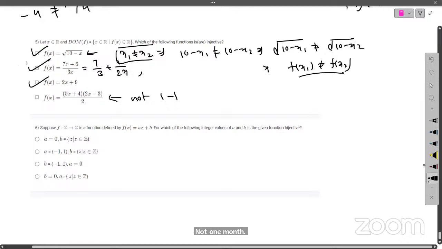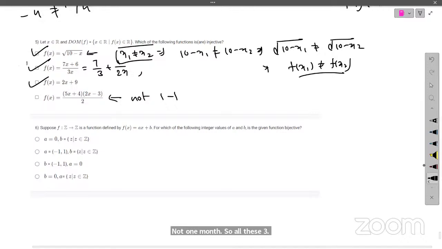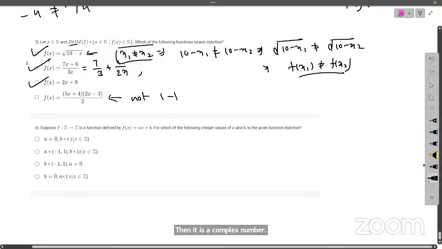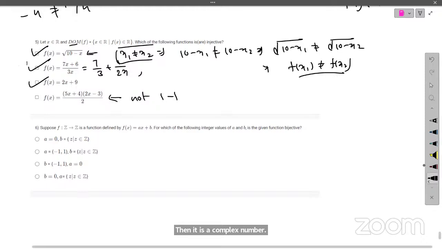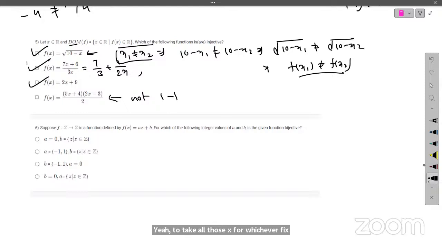f of x is a real number, but when we put an x value more than 10, then obviously it is a complex number. So that's why they have given the definition of domain. You have to take all those x for which f of x belongs to real numbers. And also you can put the input only if the function is well defined. Other than that, you can't.